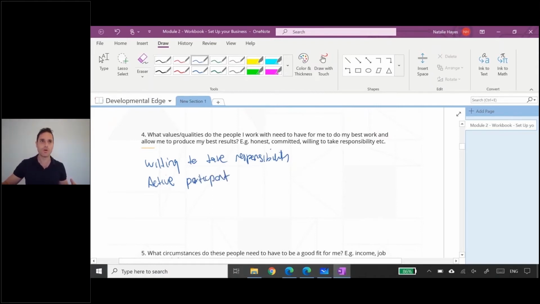So just jot down, what do your clients need to be like? What are the values or characteristics they need to have for you to do your absolute best work and produce your best results? Of course, the reason being, because if we want to be in business with the right target market, we want to be doing our best work, because that's what's going to get us the most results and the most success and the happiest clients.